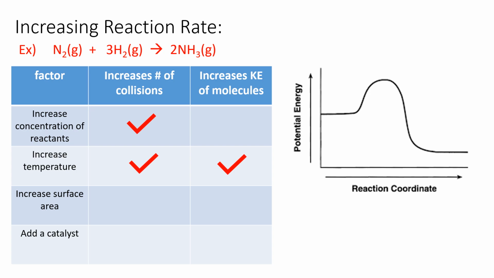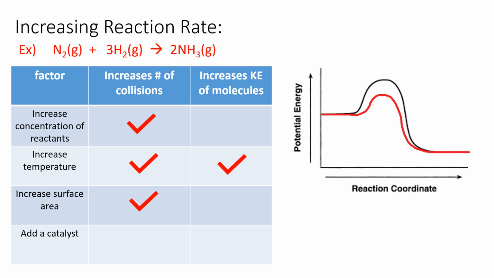Then we have increasing surface area. So like if you take a large log, you would never start a fire with a large log, like in a bonfire or a fireplace. You want to split it up into little tiny pieces. And what that's going to do is increase the surface area. It's going to allow more oxygen to come into contact with that wood that you're trying to burn, right? So increasing surface area is going to result in a faster reaction because you're going to have more collisions between those reacting particles. And then the last one is adding a catalyst.